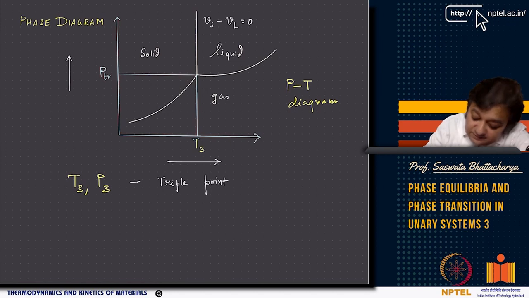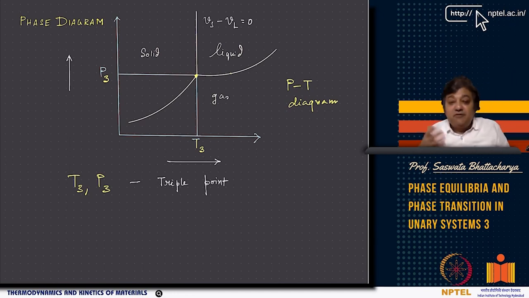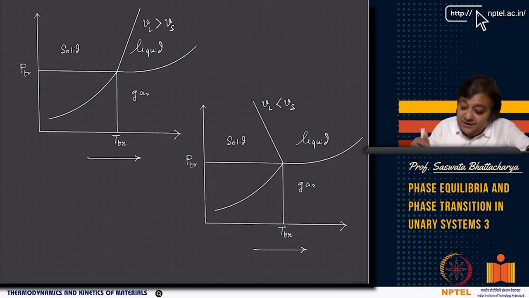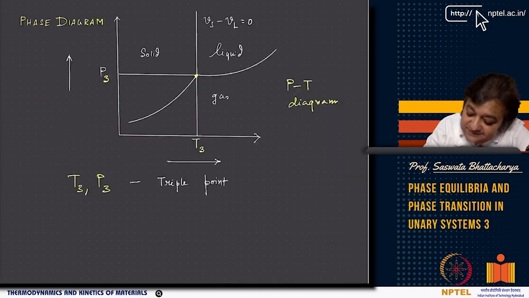And this you can call as P3. And this is the point. This pressure and temperature corresponds to a point where solid, liquid and gas can coexist. But see, the coexistence of three phases gives you a point, coexistence of two phases gives you a line, you can see the dimensionality in the phase diagram, and existence of a single phase is basically represented by an area.